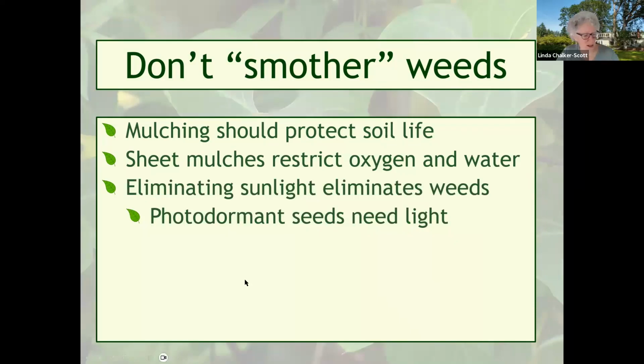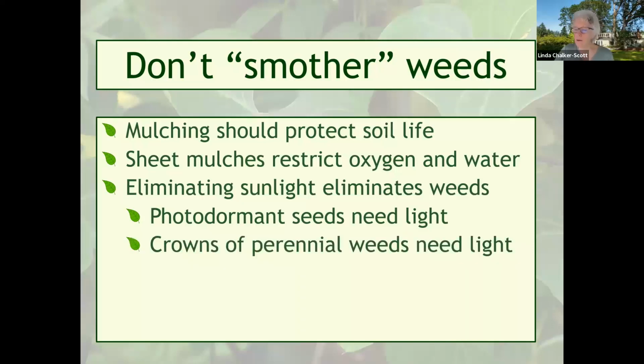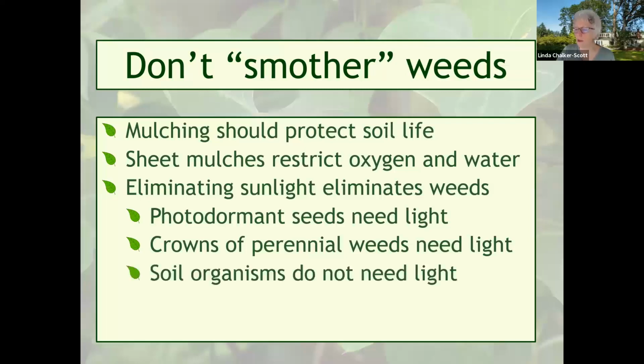So understanding that small seeds, and most weed seeds are photodormant, means they will not grow unless they get close enough to sunlight. You keep them covered up, they're not going to grow at all. Perennial weeds, same deal. They need light to grow again. So they'll die back to the ground level like your own perennials do, and they're going to need light to generate their new stems.